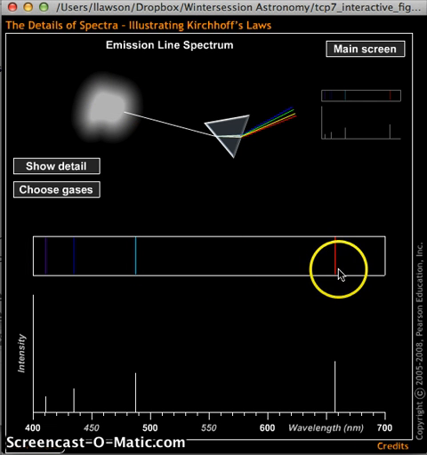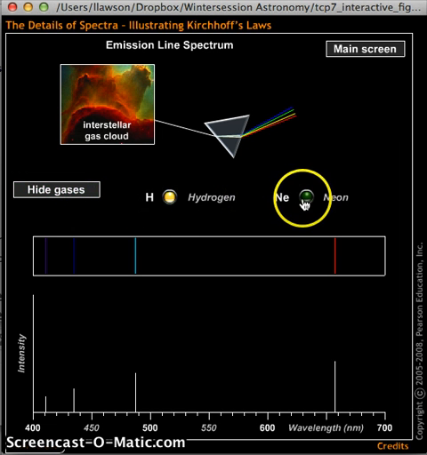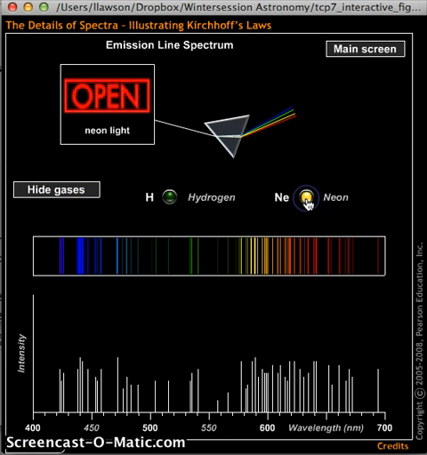We say that these lines are like a fingerprint because for every type of gas it has a very particular emission spectra. So every time, for instance, you see hydrogen gas, it will produce the exact same wavelengths of light. So let's change from hydrogen to neon, and notice, of course, the colors or the spectral lines are completely different.